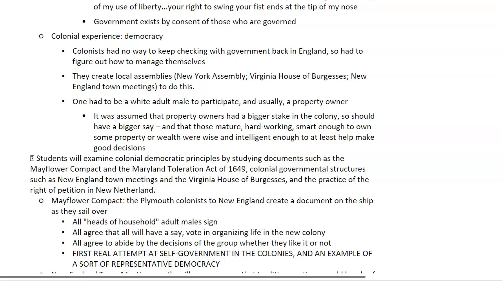One had to be a white adult male to participate, and usually a property owner. You had to either own land or you had to own a business in order to be allowed to vote. It was assumed that property owners had a bigger stake in the economy, and so should have a bigger say. They were more likely to be the ones paying taxes.